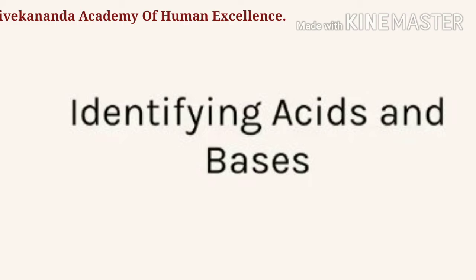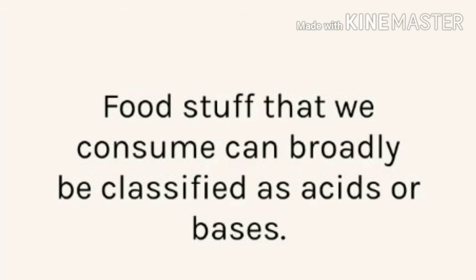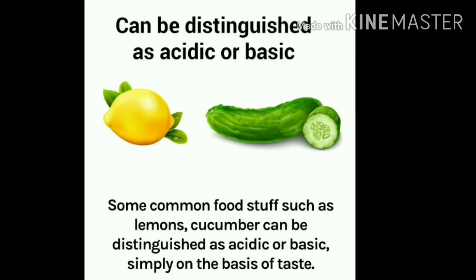So we use in our daily life a large number of substances such as lemon, tamarind, common salt, sugar and vinegar. But what do you think? Do they all have the same taste? Obviously not. So see, the food stuff that we are consuming is broadly classified into acids and bases. Some common food stuff such as lemon, cucumber can be distinguished as acid or base. So how can we distinguish them? Simply on the basis of their taste.